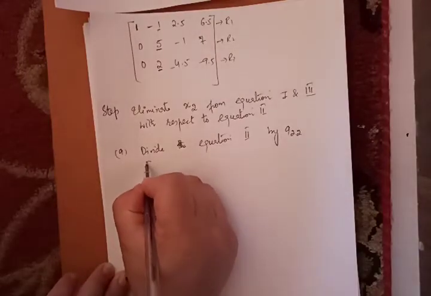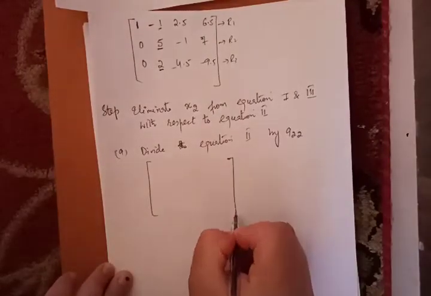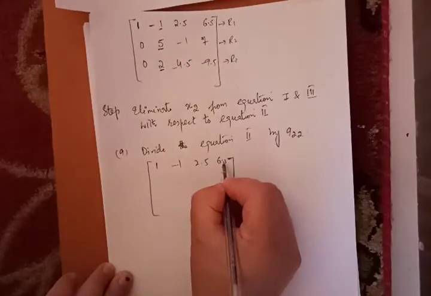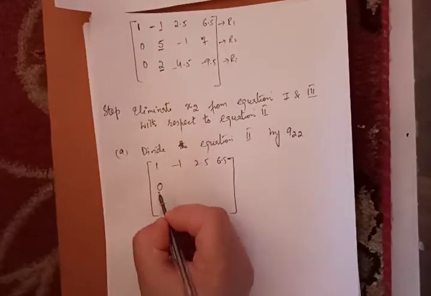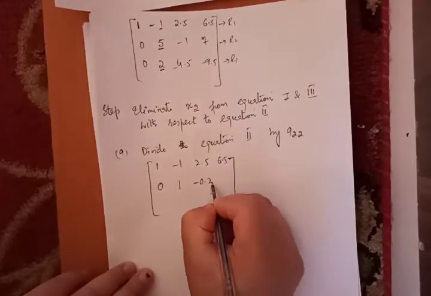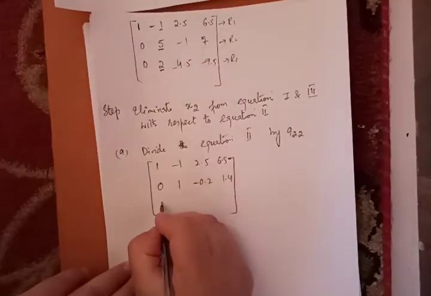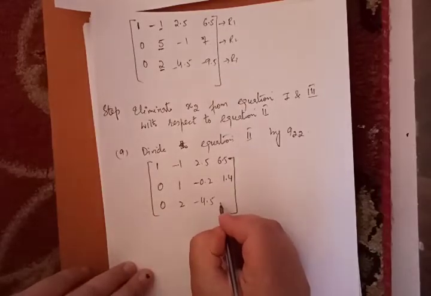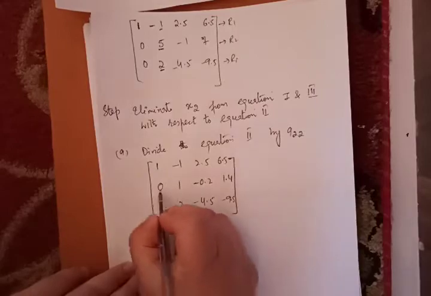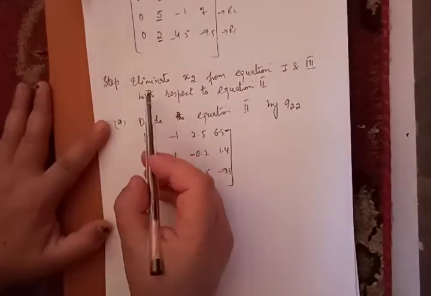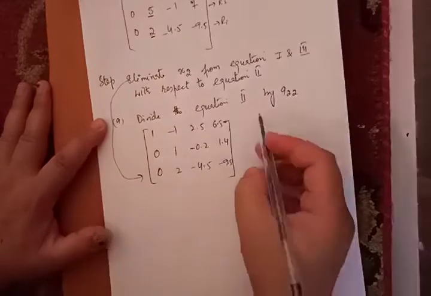So the system would be like this. 1, minus 1, 2.5, 6.5. 0, 5 by 5 is 1. This will be minus 0.2. This will be 1.4. This will be 0, 2, minus 4.5. And this will be minus. Only the second equation would get changed. Now apply this step on this.